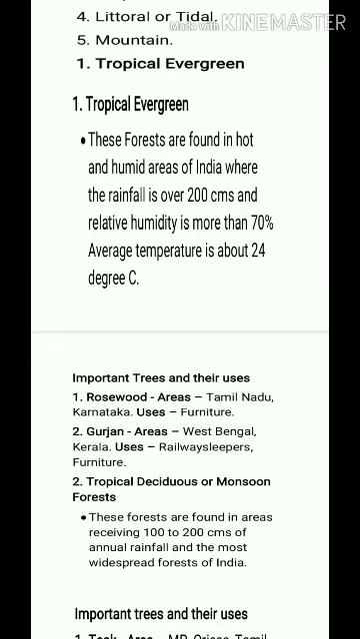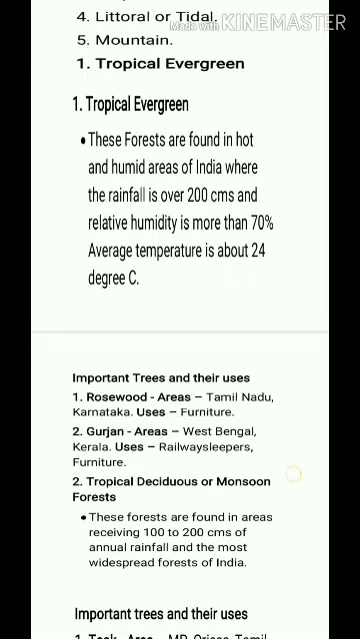Important trees and their uses: the main plants of this type of vegetation are rosewood and gurjan. Rosewood areas: Tamil Nadu, Karnataka, used for making furniture. For gurjan, West Bengal, Kerala, used for railway sleepers and furniture making. Tropical evergreen forests are spread over the northeastern states, Andaman and Nicobar, western slopes of the Western Ghats and the subtropical Himalayas also. The famous two trees are rosewood and gurjan.